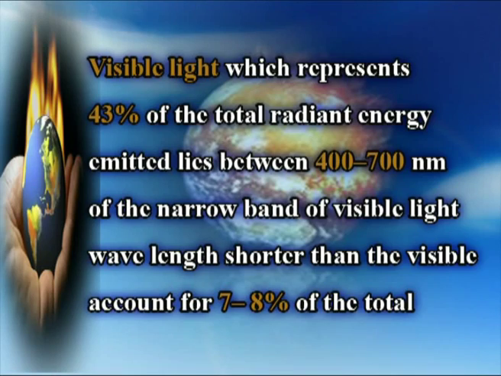Most of the radiant energy from the sun is concentrated in the visible and near visible part of the spectrum. Visible light, which represents 43% of the total radiant energy emitted, lies between 400 to 700 nanometers, a narrow band. Wavelengths shorter than visible account for 7 to 8% of the total, but are extremely important because of their high energy per photon.